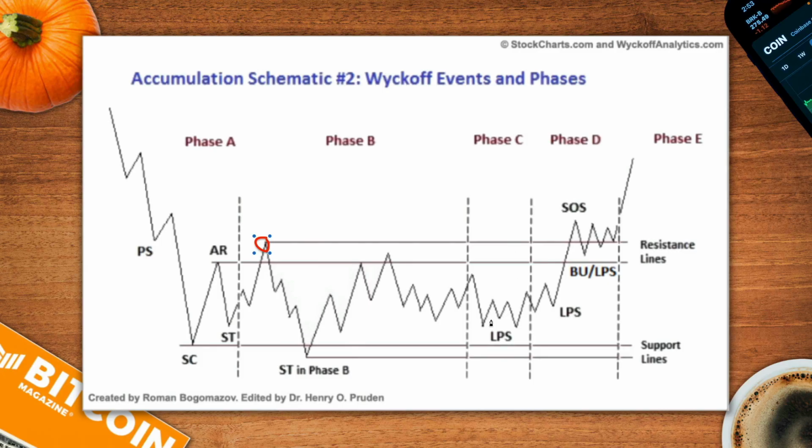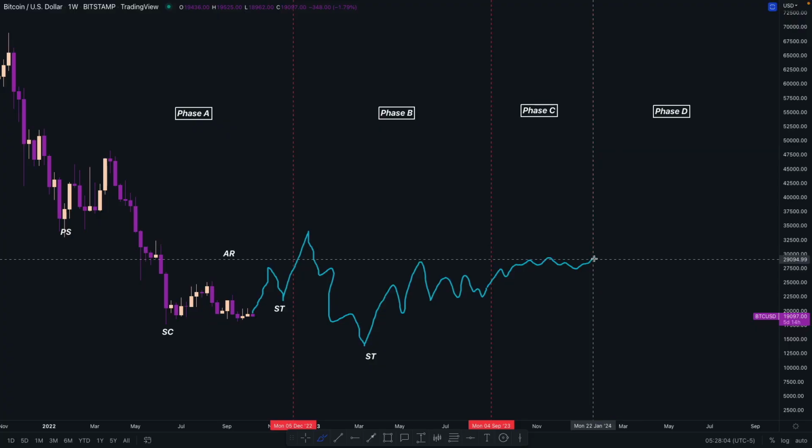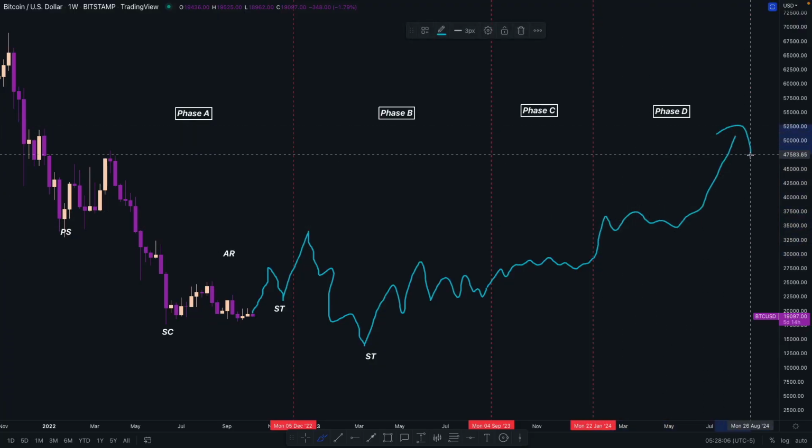And then going back to the schematic, phase C again is just more consolidation. And phase D is really when you start to get that rally back to the upside, where you start to make higher highs and higher lows like you did over here in phase B. But this time it's an actual uptrend. And then what you could obviously get is something like this, and that's when the bull market begins.